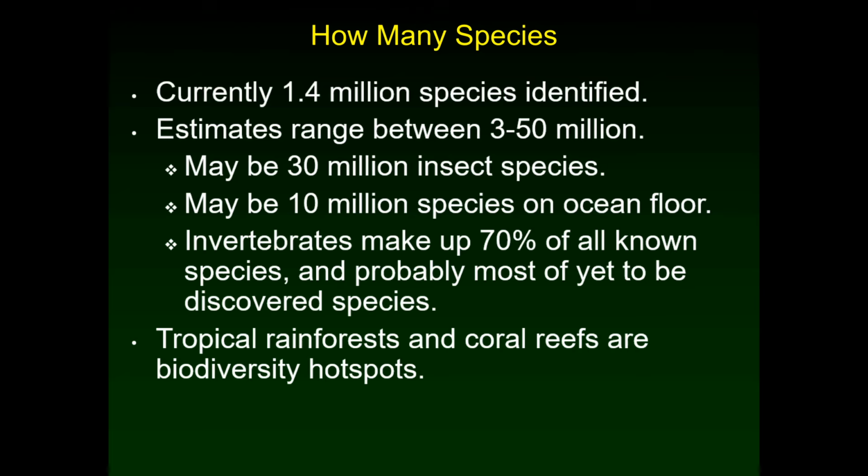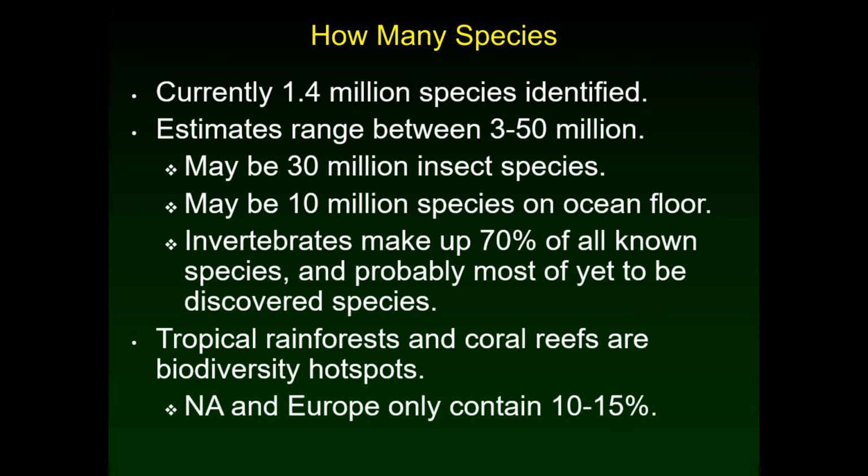They tend to be in warmer areas or warmer climates, and so you're more conducive. There's a higher amount of productivity in those areas, which can support more species. North America and Europe only contain about 10 to 15% of all the species that we know. Why is that? A lot of North America is temperate climate, which means that there are spots of the year where productivity is at zero, where there's no primary productivity happening. And so that's going to lead to a lower amount of species diversity.